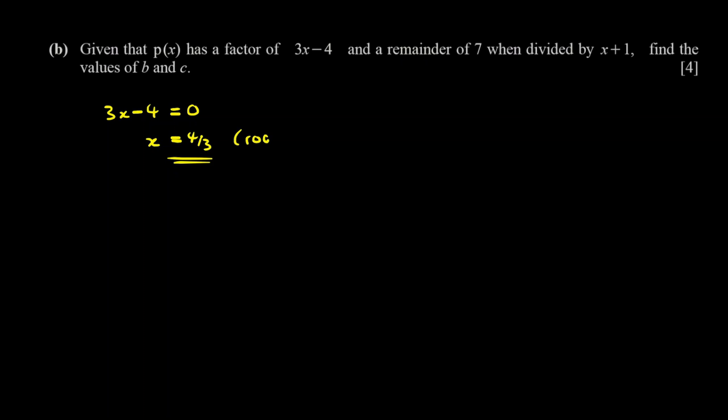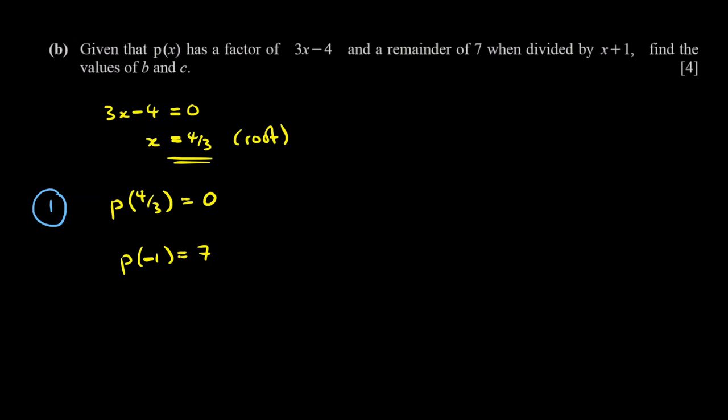And so therefore this is a root. Now, what does a root mean? It means that if we substitute that value into the polynomial, what we should get is 0. Okay, so that's really the first statement, statement 1, very important. The second statement is that we will get a remainder of 7 when we divide by x plus 1. That means that if we substitute x is -1 into the polynomial, then what we should get is 7.